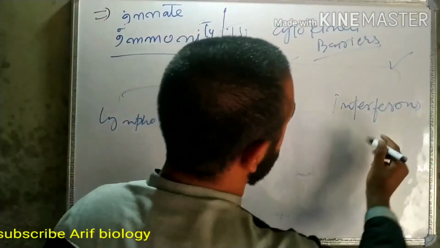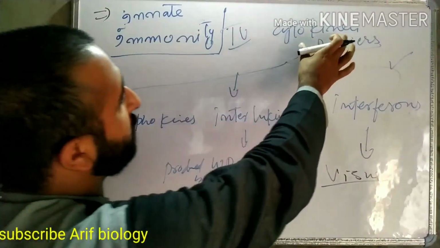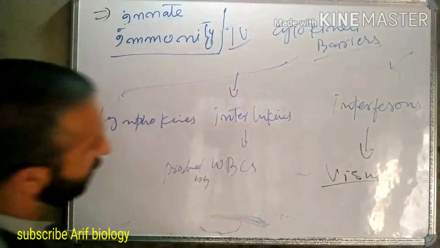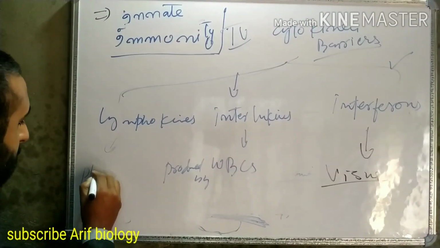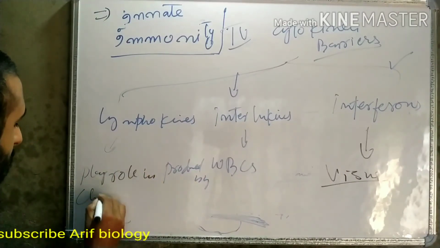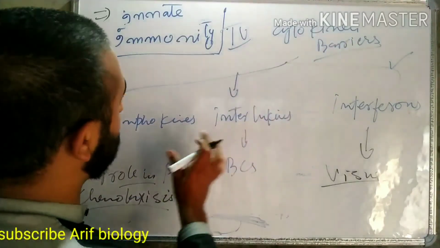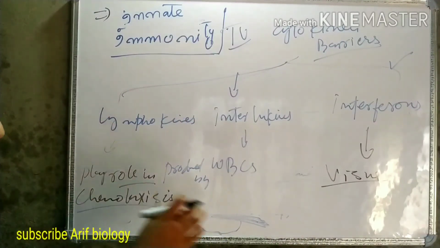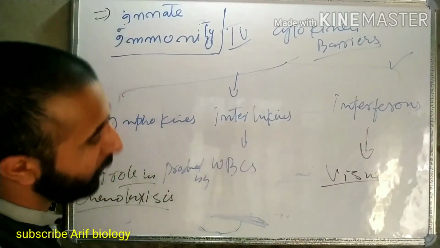This interferon is secreted at the time of virus. When the virus attacks our body, then the innate immunity has the cytokine type of barrier which produces interferons, and these interferons inhibit these viruses. Okay? Interleukins are another type. These are produced by the WBCs. Then we have the lymphokines. These play a role in chemotaxis. So this is the cytokine barrier. Cytokine barriers are lymphokines, interleukins, and interferons. Interferons are secreted mostly against the virus, interleukins are produced by WBCs, and lymphokines play a role in chemotaxis. And this is the whole of innate immunity.